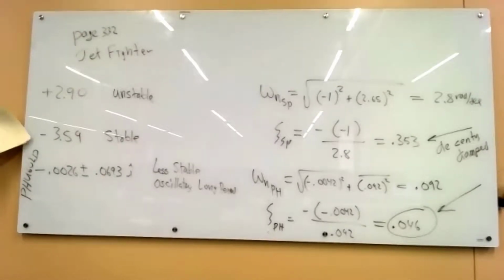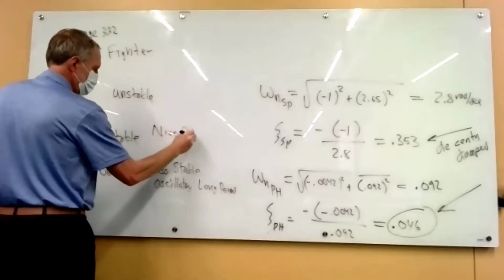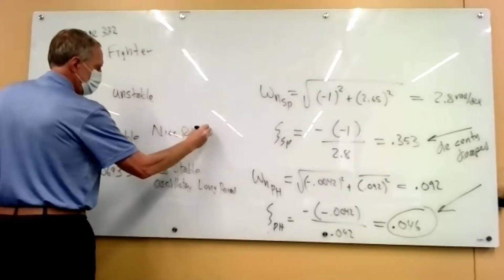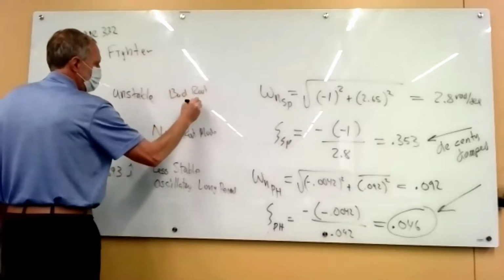What do we call this? It's not a short period anymore because there's no oscillation. So we make up whatever name we want for it. We could call it a degraded short period. Or we could call this the nice root mode, and the bad root mode.